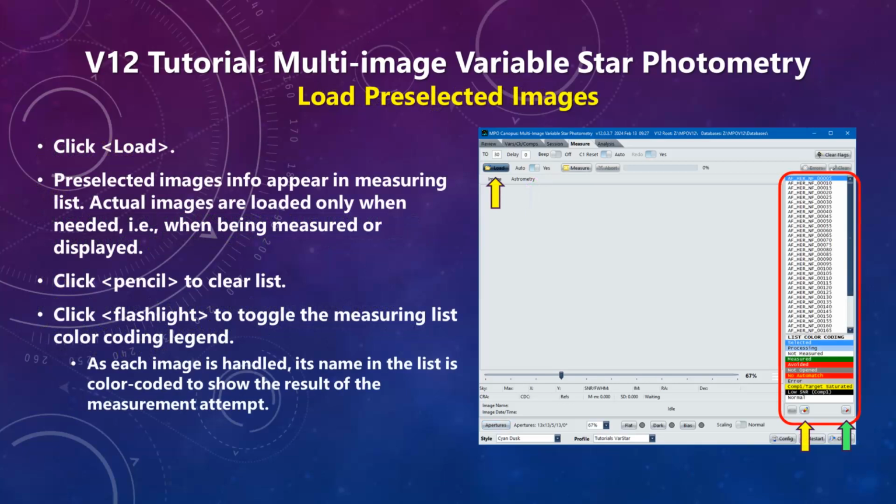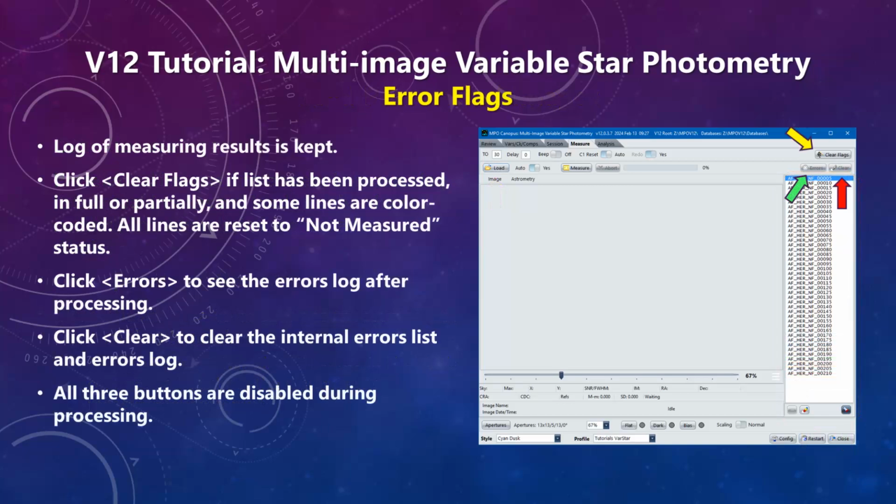To clear the list on this page, but not the internal list of selected images, click the Pencil button under the list. Click the Load button to load the list again. Click the flashlight button to toggle showing the measuring list color legend. As measuring proceeds, the lines in the list are updated to reflect the status of trying to measure an image. A log of errors during the measuring process is automatically created when starting the run. Click the Clear Flags button to clear any color coding in the measuring list. Click the Errors button to see the list of errors after a measuring run ends. Click the Clear button to clear the internal list of errors and the error log.